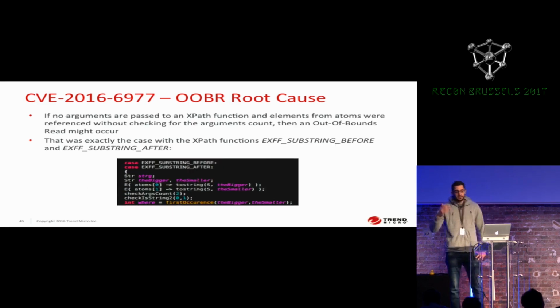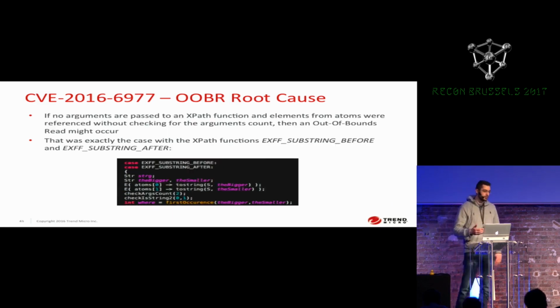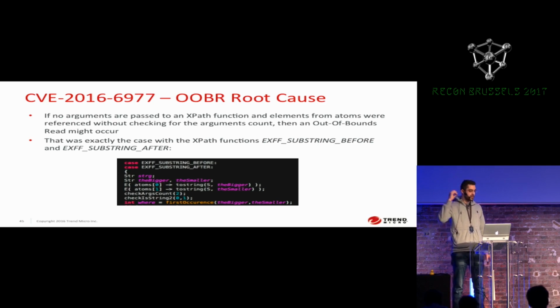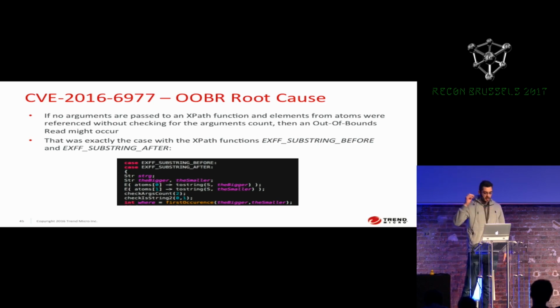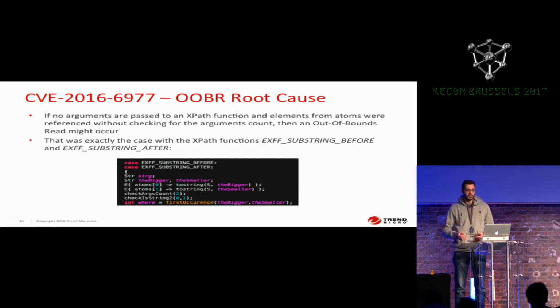So if you check this pattern inside a function called callfunc that implements all the XPath functions, you're going to notice that they check args and they reference these args. Only in one case, which is substring after and substring before, they reference the args and then they check for the args. And that's exactly what happened here, and this caused the out-of-bound read.